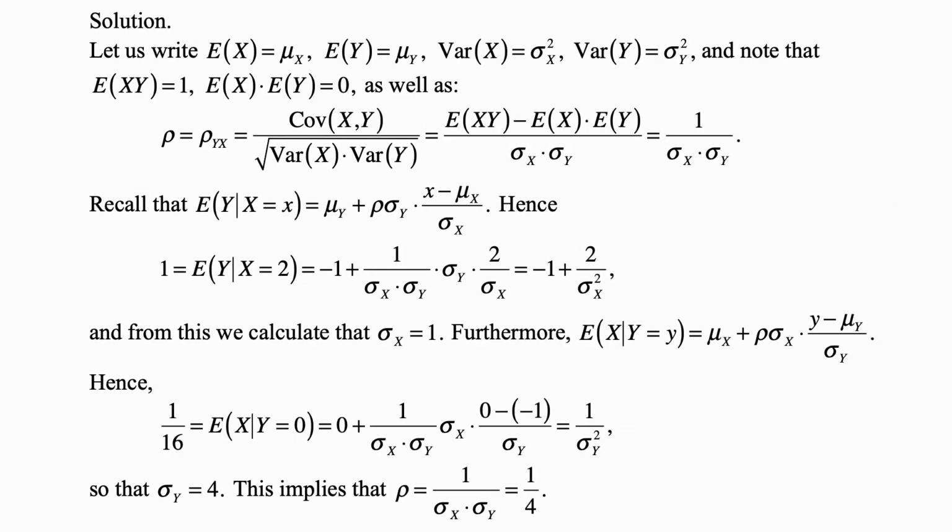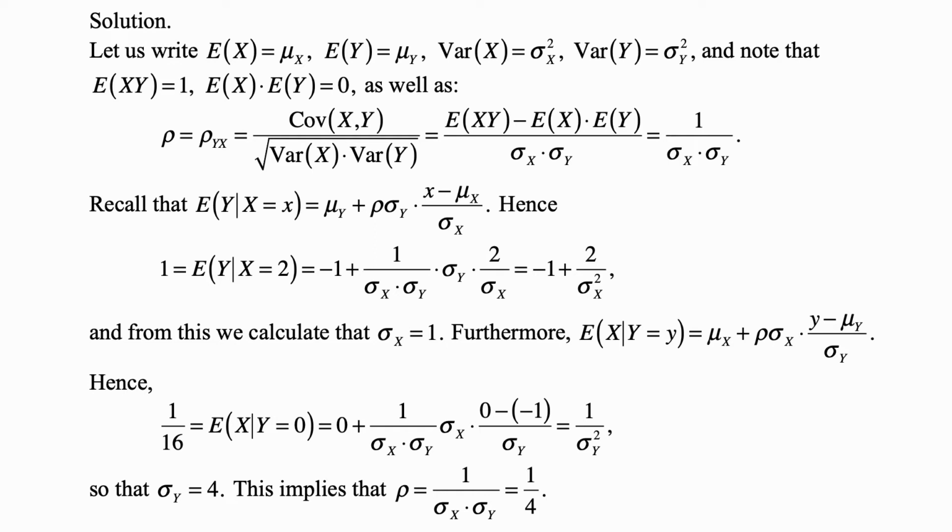And here's the solution. So let us write E of X to be mu x, E of Y to be mu y, variance of X sigma x squared, variance of Y sigma y squared, and note that the expected value of XY is 1, expected value of X times expected value of Y is 0, as well as rho, the correlation coefficient, which is covariance of XY over square root of variance of X times variance of Y, which is equal to E of XY minus E of X times E of Y over sigma x times sigma y. Well, the top is 1, so the bottom just stays as it is. This is equal to 1 over sigma x times sigma y.